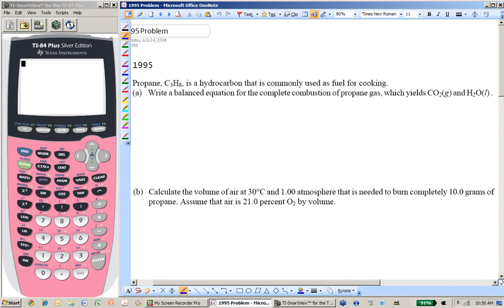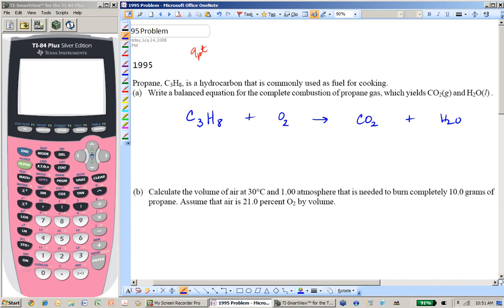This one is from 1995, and propane, they tell us, C3H8, is a hydrocarbon that is commonly used as a fuel for cooking. Write a balanced equation for the complete combustion of propane gas, which yields carbon dioxide and water. Well, that's about as easy as the intro of an AP question is going to get. So they told us it's C3H8. And complete combustion, that's why it's making CO2, not carbon monoxide, is going to require oxygen, burning in air or such. And we're going to have CO2 and H2O as our products. This is a 9-point question, and you're about to see how easy it is to earn one of those points.